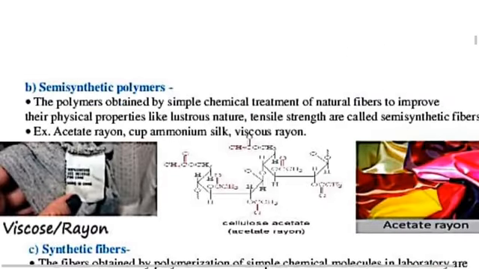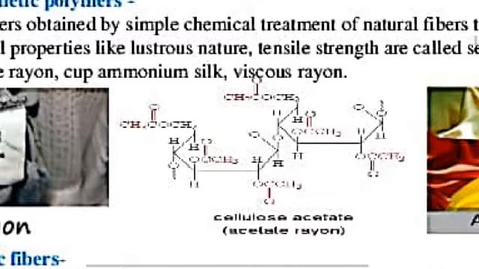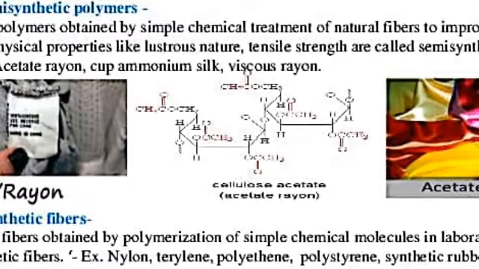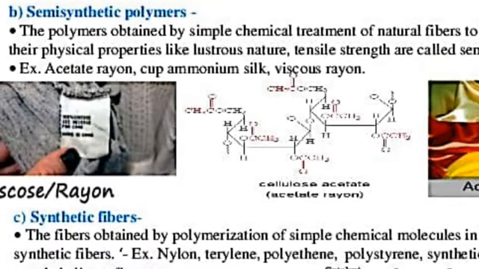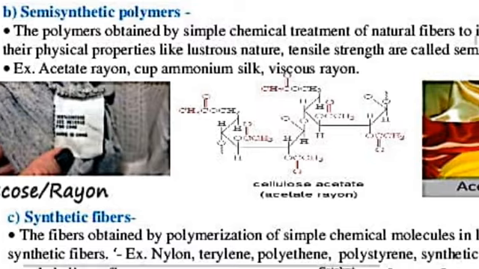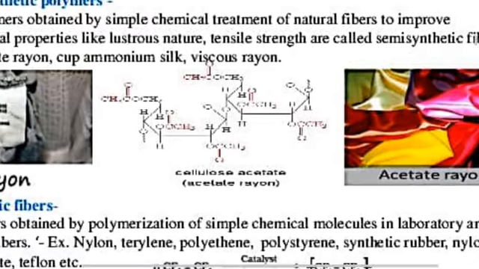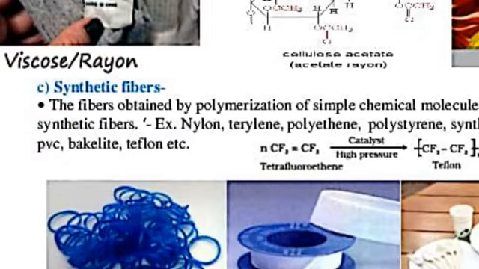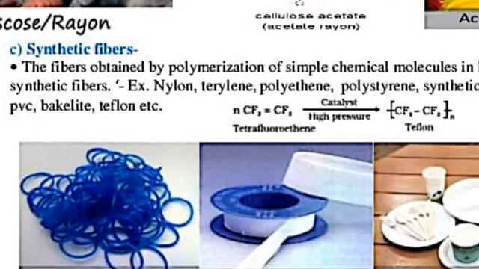Now semi-synthetic polymers are obtained by simple treatment of natural fiber to improve their lustrous nature and tensile strength. Example, rayon acetate. So acetate rayon, cuprammonium silk, viscose rayon, these are artificial rayons in which we are modifying the basic part of the normal natural polymer.